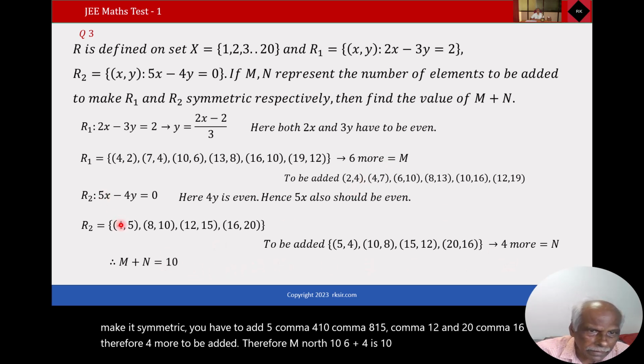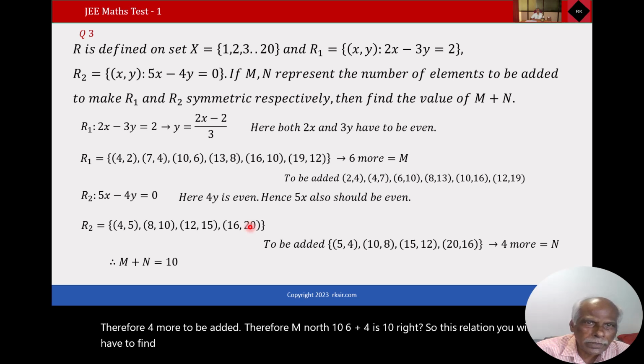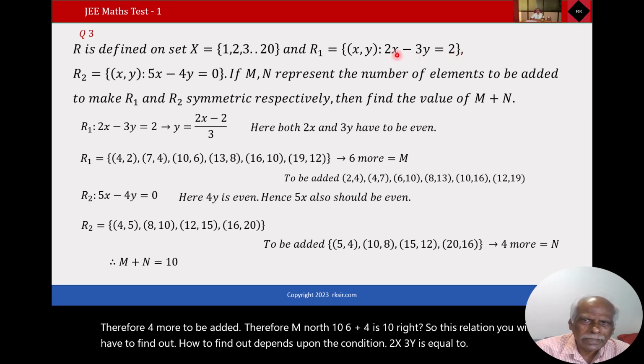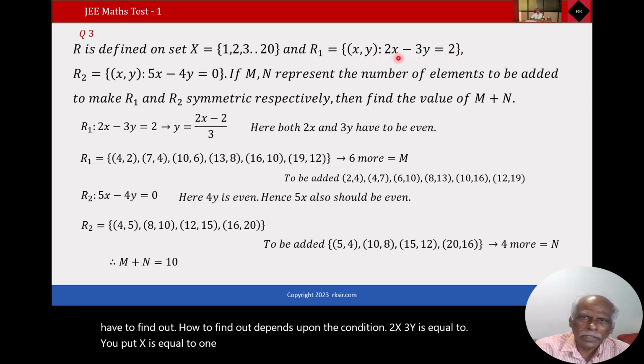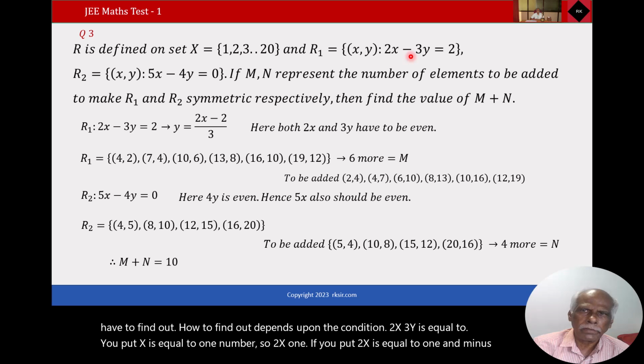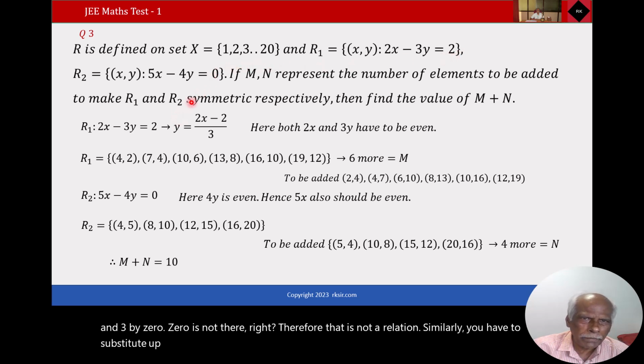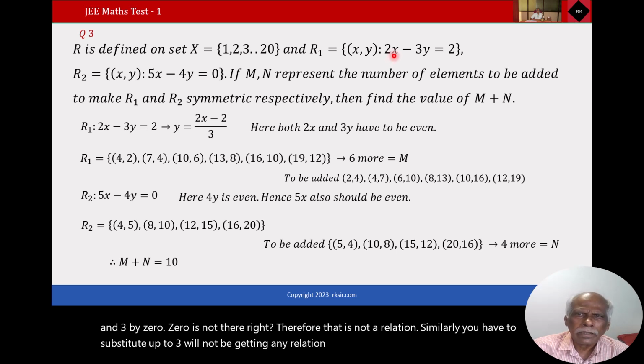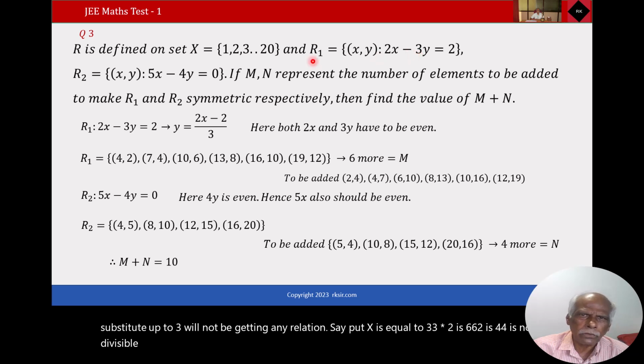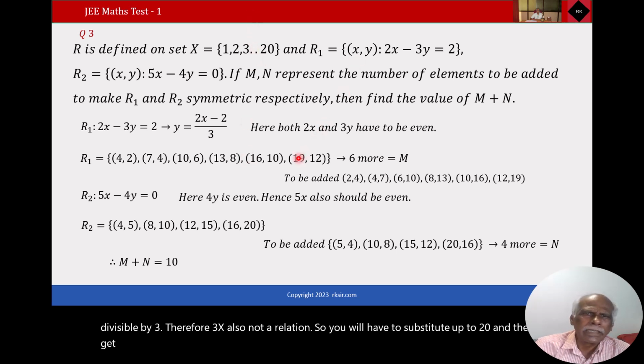Right? So, this relation you will have to find out. How to find out depends upon the condition 2x minus 3y is equal to 2. You put x is equal to one number. So if you put x is equal to 1, 2x is 2 and minus 2 will be 0, and 3y is 0. 0 is not there, right? Therefore, that is not a relation. Similarly, you have to substitute up to 3 and you will not be getting any relation. Say put x is equal to 3. 3 times 2 is 6. 6 minus 2 is 4. 4 is not divisible by 3. Therefore, 3 is also not a relation. So you will have to substitute up to 20 and then get the relations, which is easy. By practice you will get it.